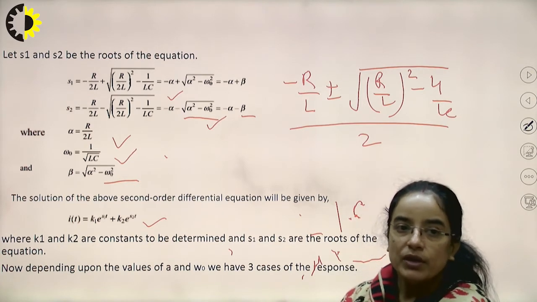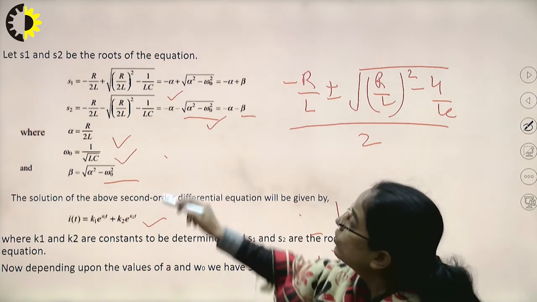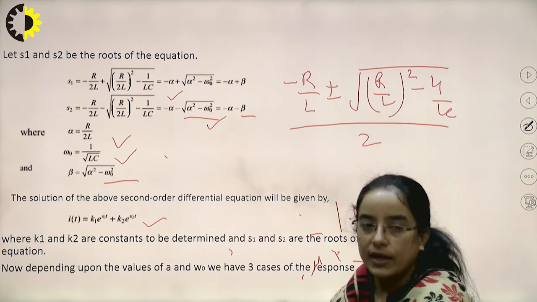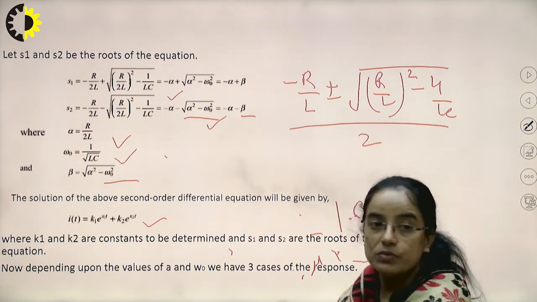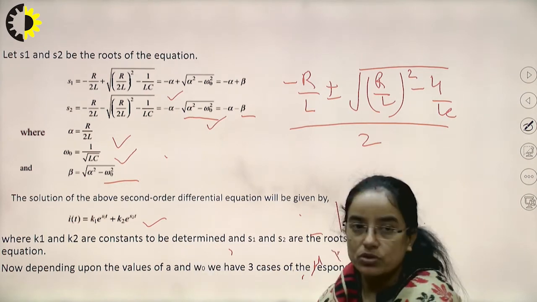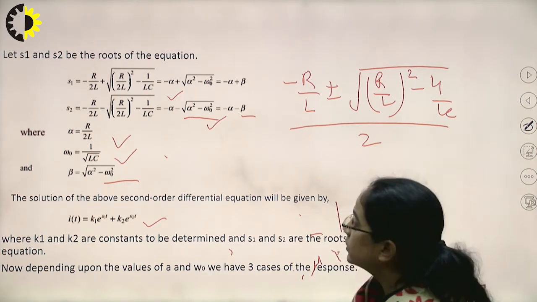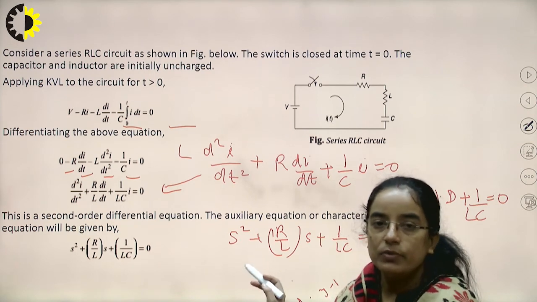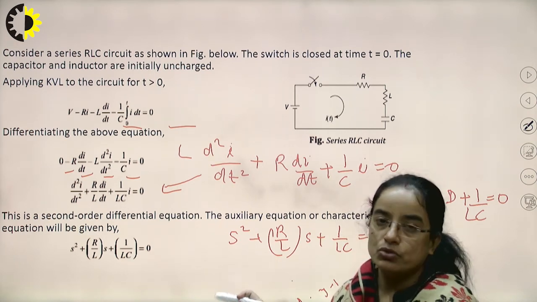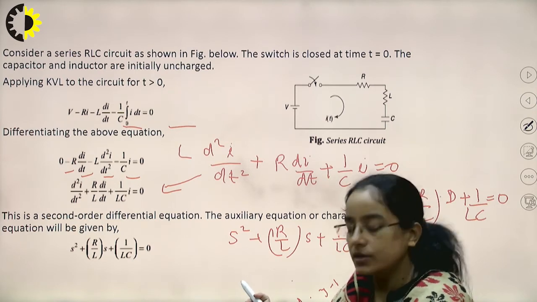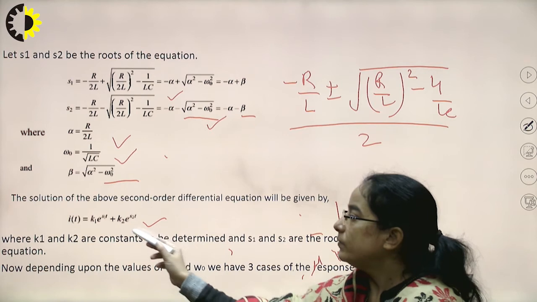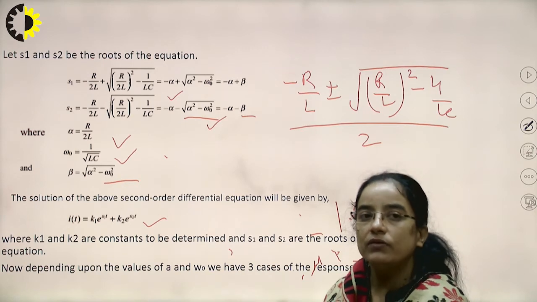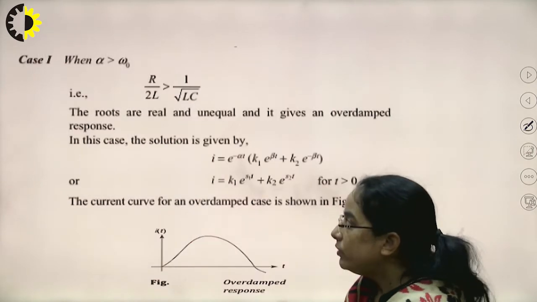Now the values of S1 and S2 depend on the values of R, L and C. So depending on the values of R, L and C, we will have three cases for the responses. Basically this i(t) is the response, the output of the circuit. V was the voltage as the input and i(t) is the current that flows after connecting the voltage source. So we need to calculate i(t). Here i(t) is k1 e to the power s1t plus k2 e to the power s2t, and the values of S1 and S2 depend on R, L and C. So we will have three cases.